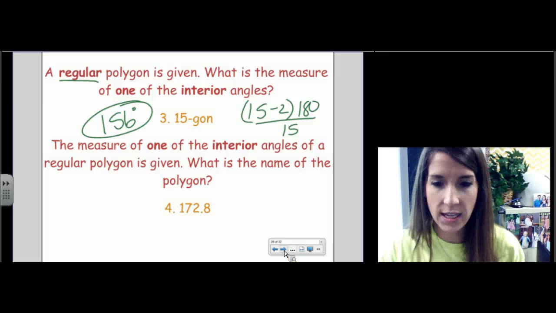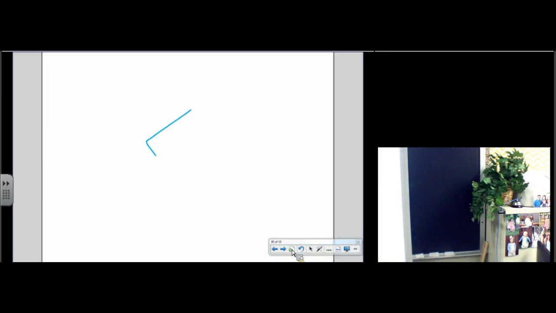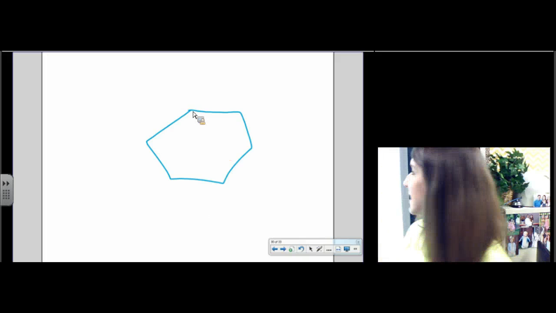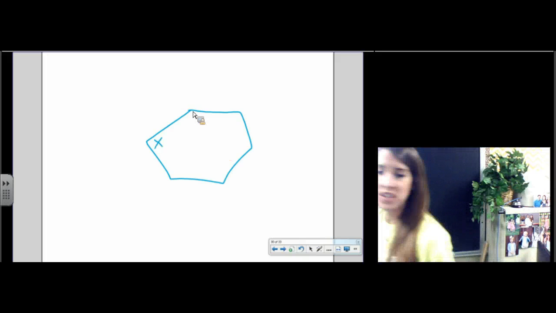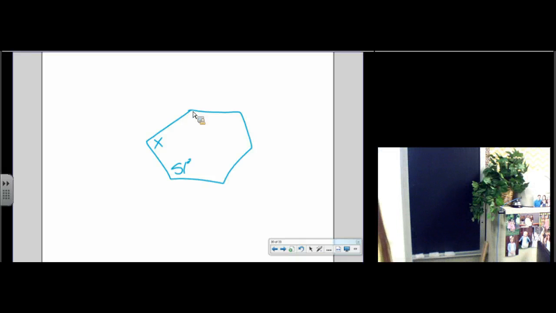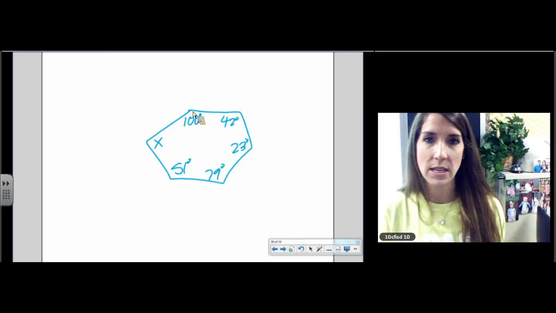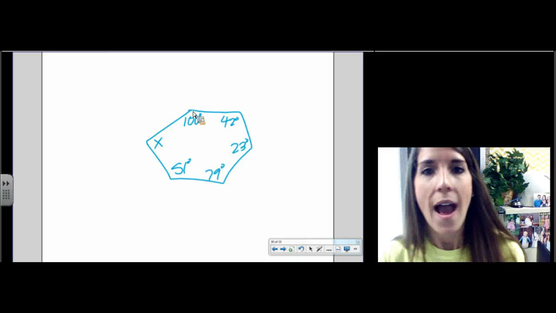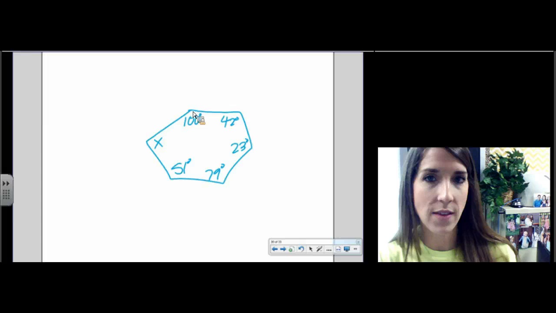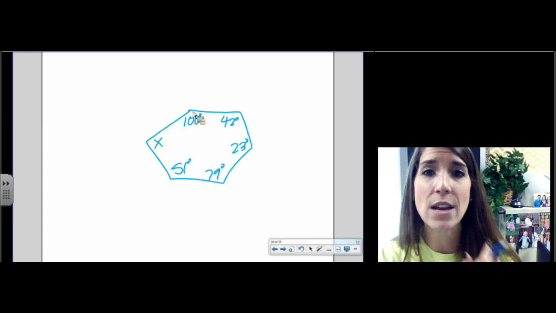Okay, if it's going to be irregular, I know y'all are worried about this. If it's irregular, like that, and I ask you to find a missing angle, I would have to give you all the other angles. I would have to say this one's 51 degrees, this one's 79 degrees, this one's 23 degrees, this one's 42 degrees, this one's 100 degrees. And then you would find the missing one. So you would just need to know, how do I find the sum of the measures of the angles? And you just add those up and subtract from that sum. That's how you do an irregular one.